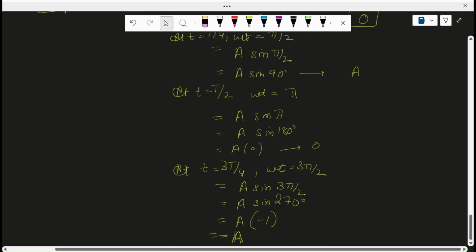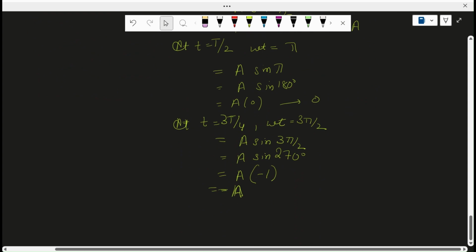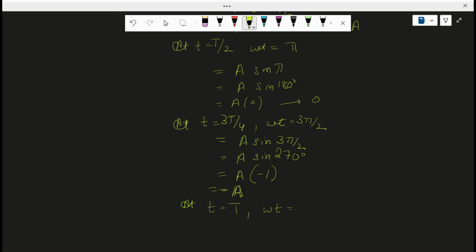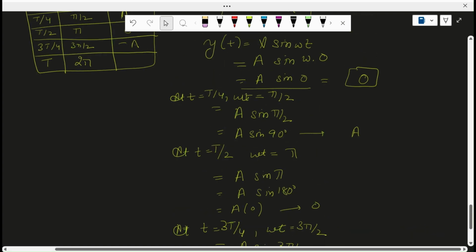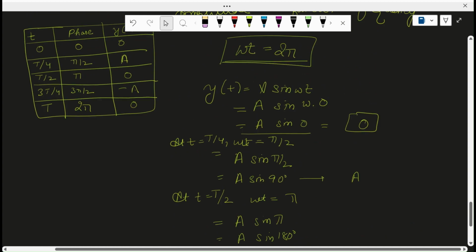Fine. Now lastly, we have at t is equal to T, that is the complete period, omega t is equal to 2 pi. So A sine 2 pi is what? A sine 2 pi is A sine 360 degrees. So this is A into 0. This is 0, right? So what do we see?